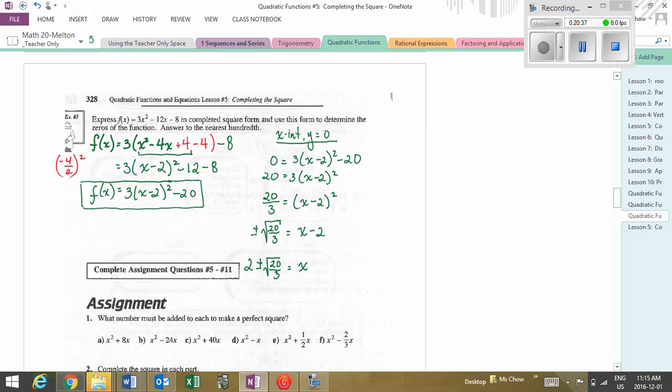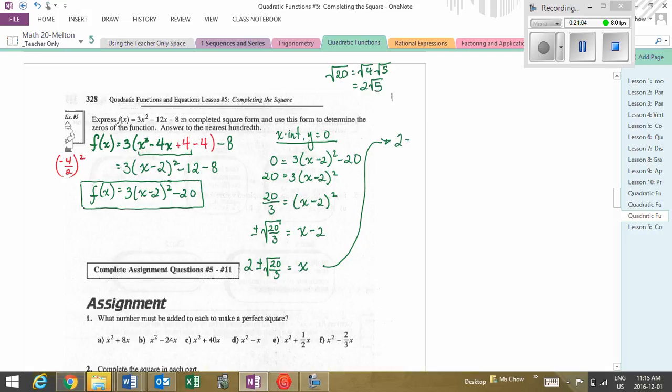And so I could enter that into my calculator. 2 plus root 20 over 3 is one x-intercept. 2 minus root 20 over 3 would be the other x-intercept. If I want the exact values, then I need to simplify root 20, and root 20 is the same as root 4 times root 5, so that's 2 root 5 then.